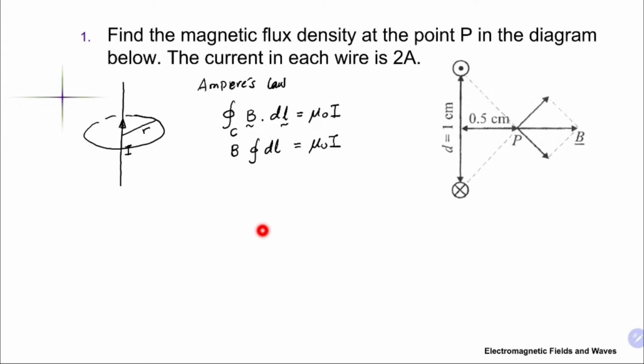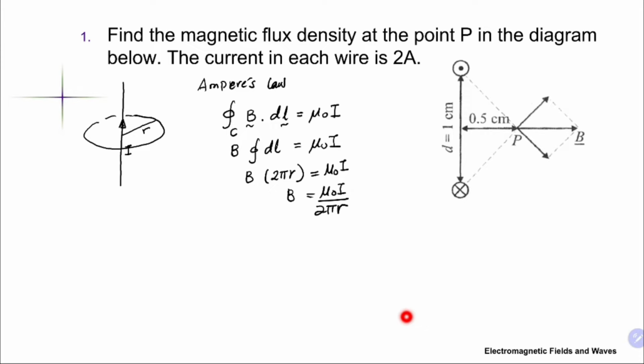And therefore that integral will be equal to 2 pi r, which is the perimeter of the circle. It equals mu naught I, and therefore B is equal to mu naught I over 2 pi r. Okay, so that's just the magnitude. To find the direction of the magnetic flux, you can apply your right-hand rule.